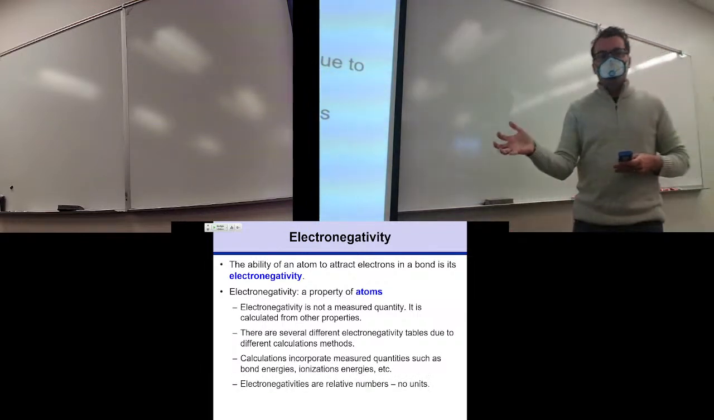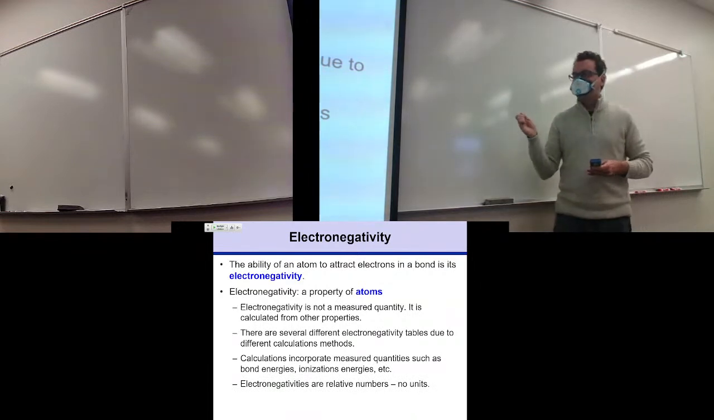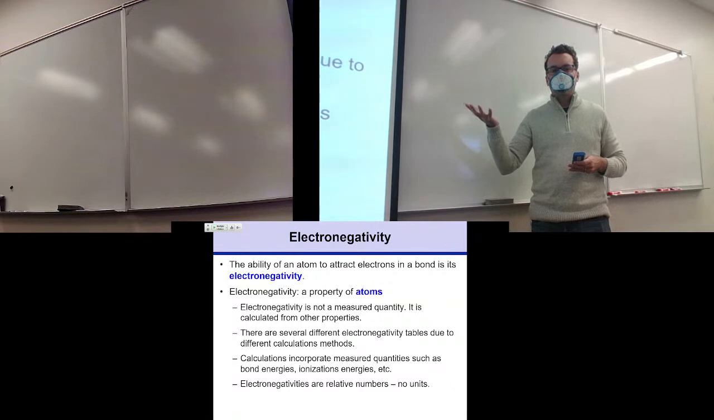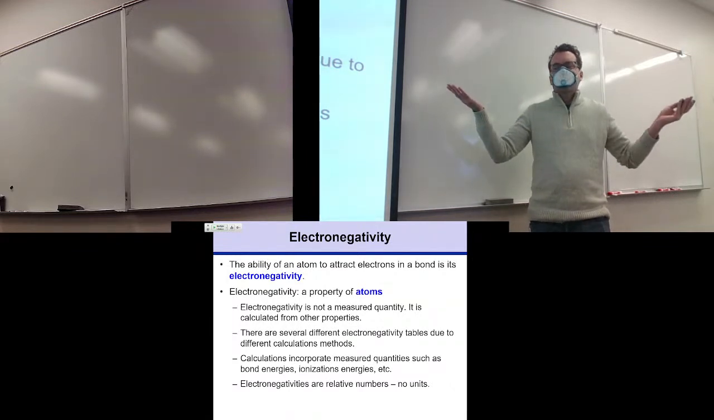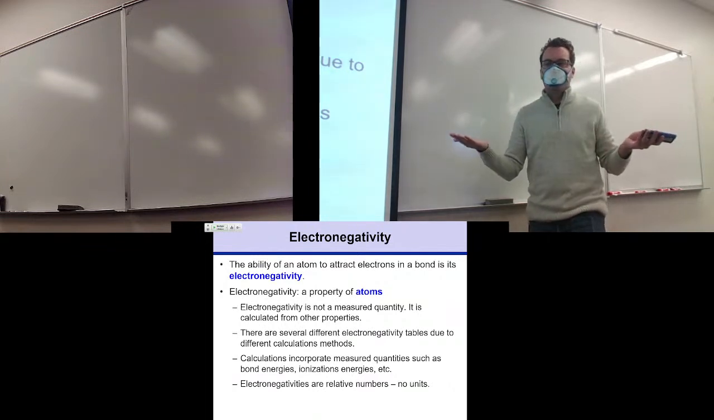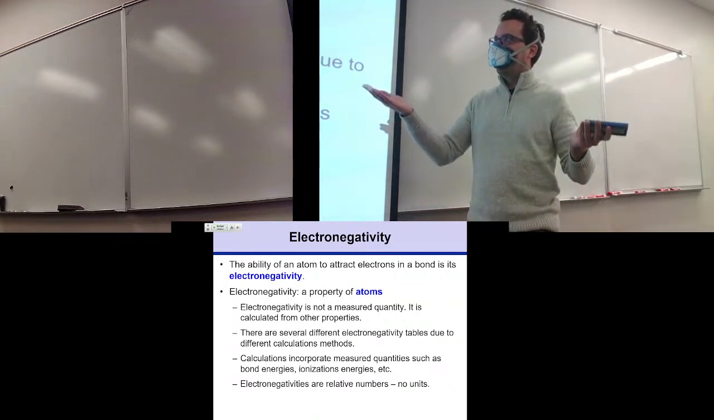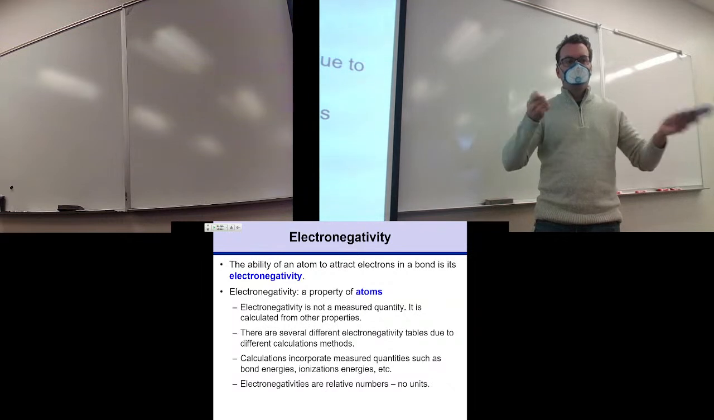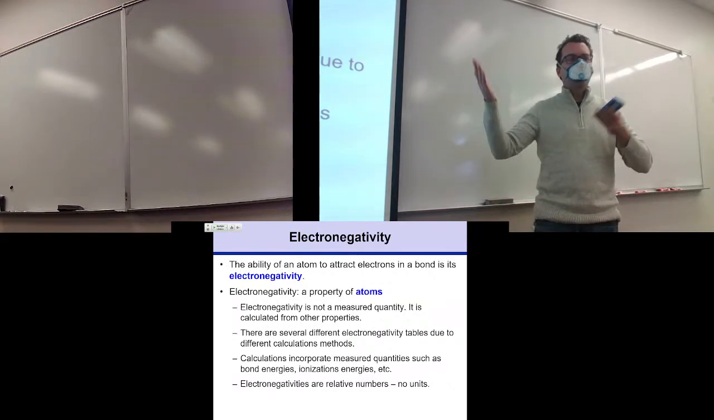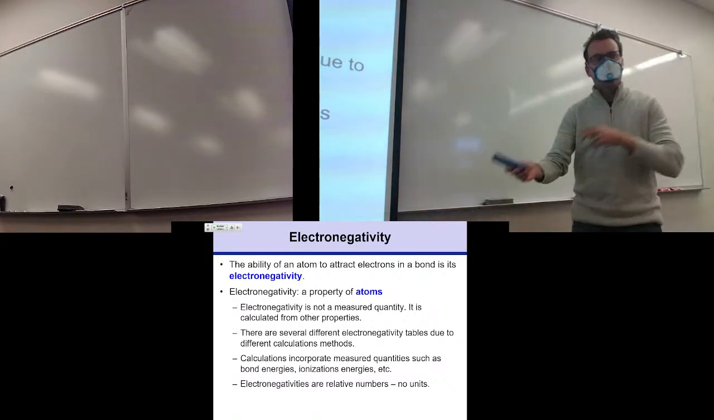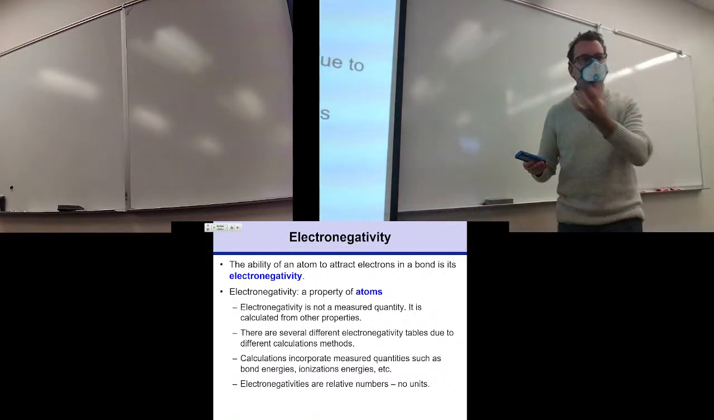They're also relative, so there are no units on them. It makes no sense to talk about fluorine having an electronegativity of 4, and that's it. It's only useful when you're comparing it to another one. That's what it means to be relative. So fluorine 4 versus carbon 2.5, when you compare the two numbers, oh, fluorine's more electronegative, then it has meaning. Otherwise, it's an absolute number, where the number itself has meaning.